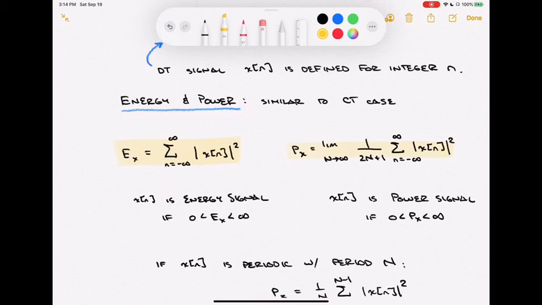We do say a signal x of n is an energy signal if its energy is a finite number, just like continuous time. And we would say a signal x of n is a power signal if its power is finite. Much like the continuous time case, energy and power are mutually exclusive conditions. So if you are an energy signal, you know the power is 0. And conversely, if you know you're a power signal, well, then the energy is infinity.